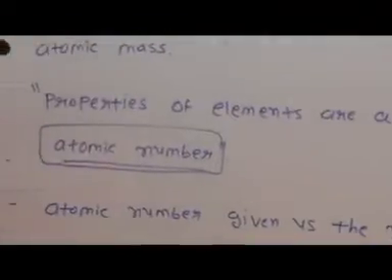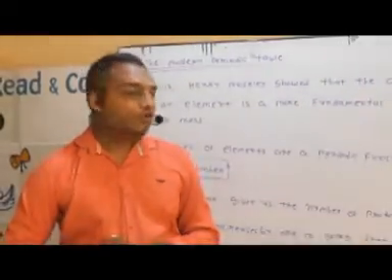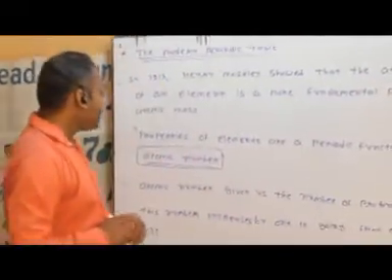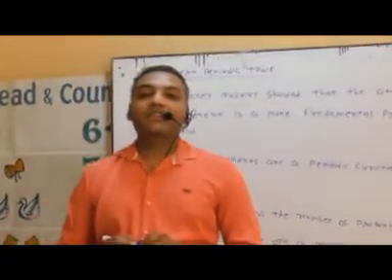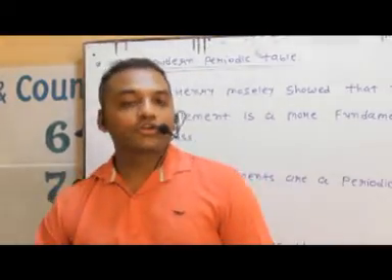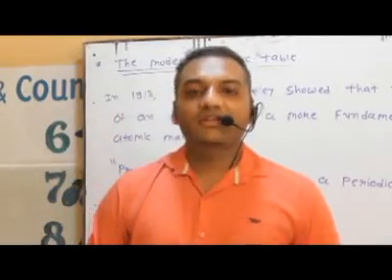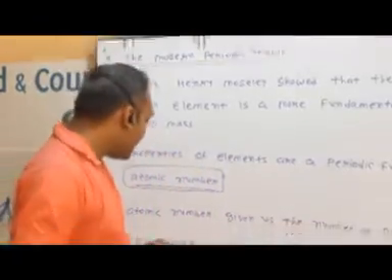Moseley concentrated on the atomic number of the element, and Mendeleev concentrated on the atomic mass of the element. So this is the modification by Henry Moseley. Atomic number is decided by calculating the number of protons, how many protons are present in the nucleus. This is the number of this element, and this number is the atomic number of these elements.